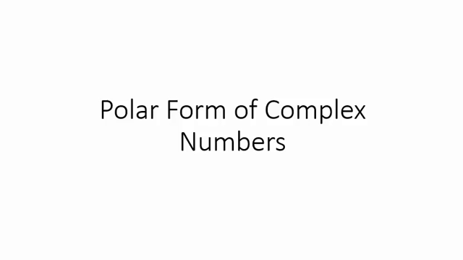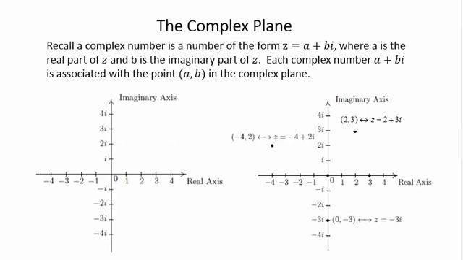In this video, we are going to start looking at the polar form of a complex number. Let's start with the complex plane. Recall a complex number is a number of the form a plus bi, where a is said to be the real part of z, and b is the imaginary part of z. We'll associate the real part of z with a real axis, and the imaginary part of z with an imaginary axis, so that each complex number a plus bi can be associated with a point (a, b) in the complex plane.